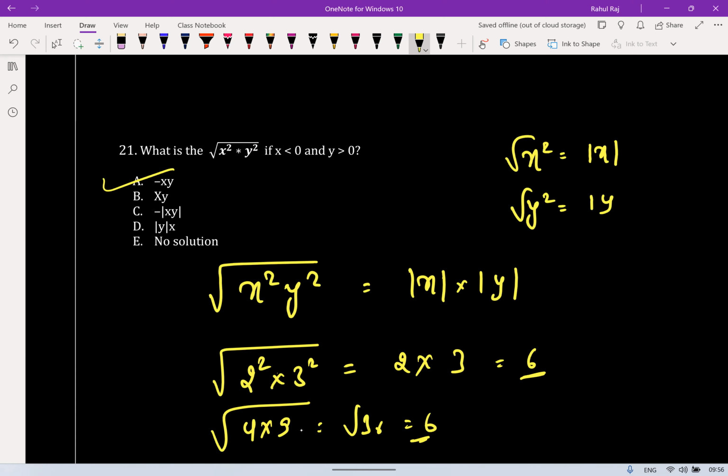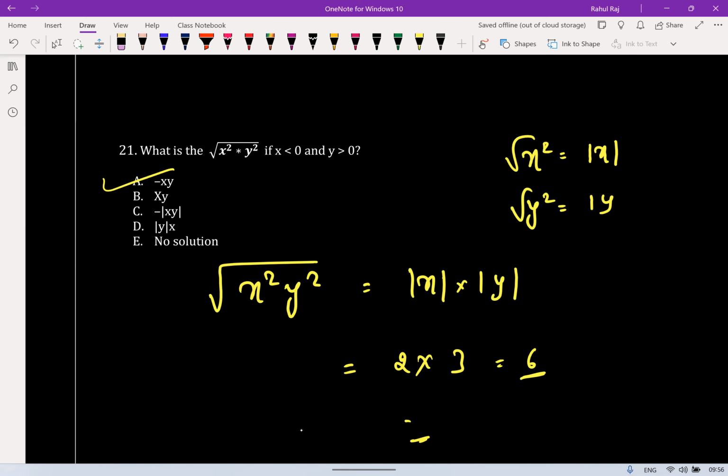Okay. Am I right? Yeah. And now, Alexa, now you have got mod x cross mod y. And it is given to you that x is less than 0. For x less than 0, mod x is equal to negative x.